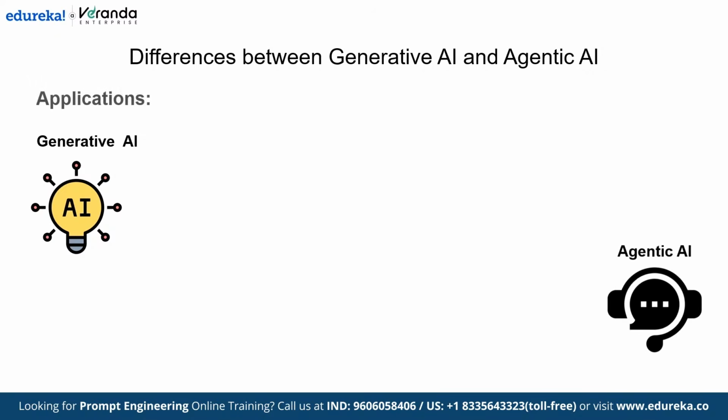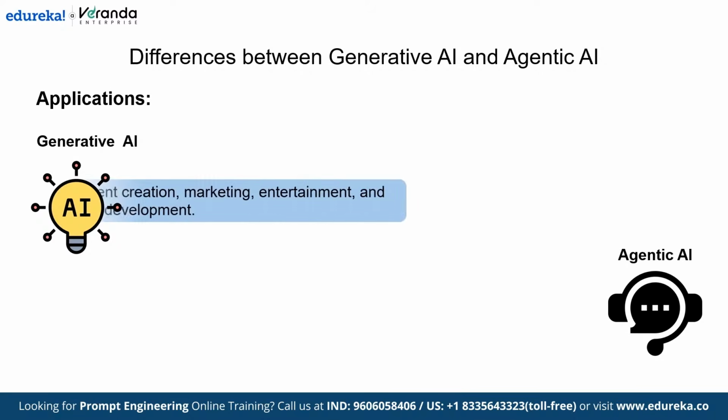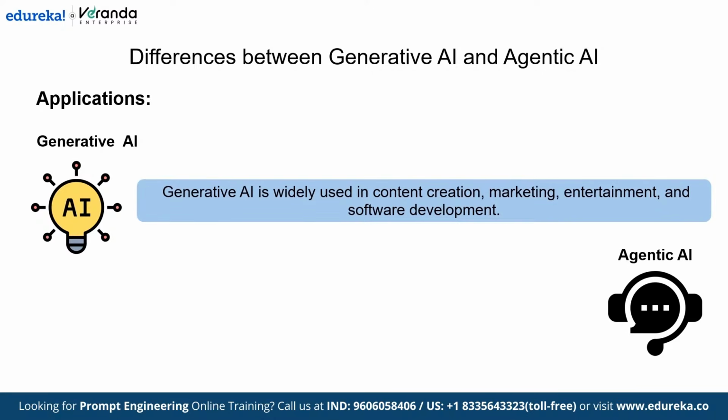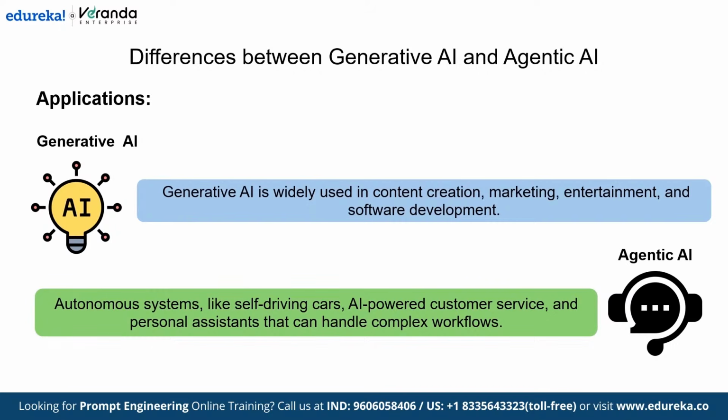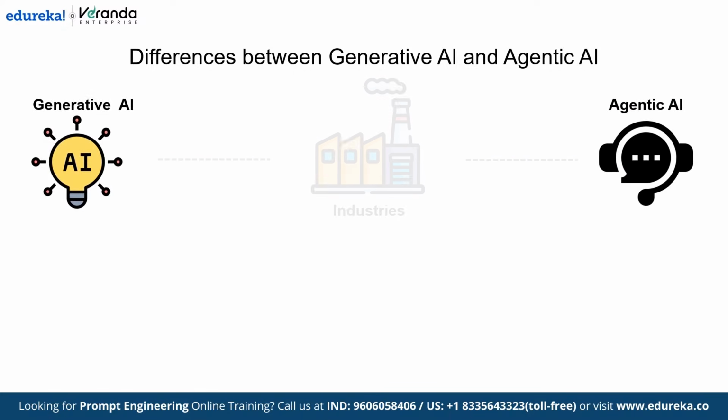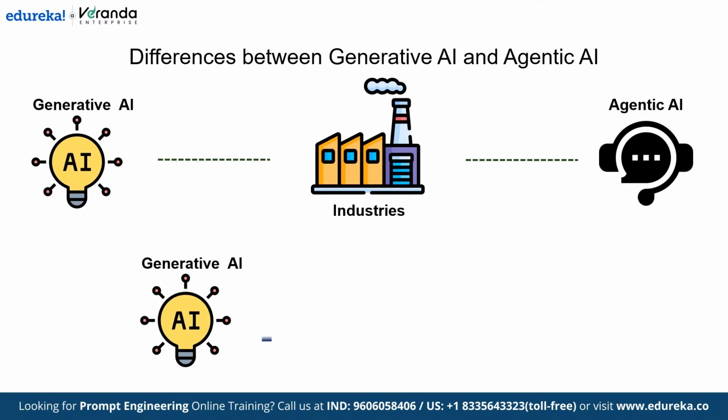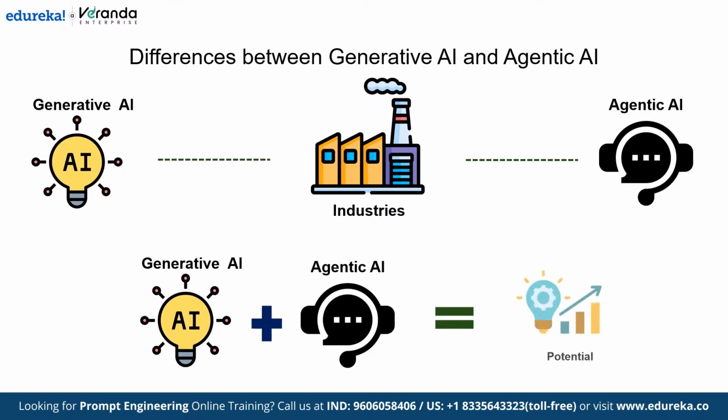The applications of these AI types also differ. Generative AI is widely used in content creation, marketing, entertainment, and software development. And agentic AI powers autonomous systems like self-driving cars, AI-powered customer service, and personal assistants that can handle complex workflows. Both AI types are transforming industries, but when they work together, they unlock even greater potential.